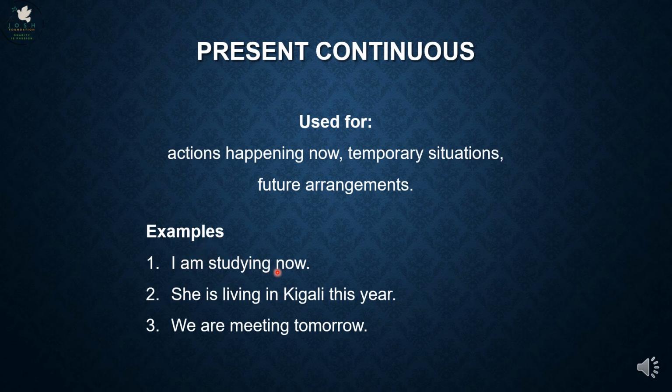Example, I am studying now. She is living in Kigali this year. We are meeting tomorrow. Simply, the structure is subject plus am, is, are plus verb ing form. You take subject plus am, is, are plus verb ing form. As simple as that.